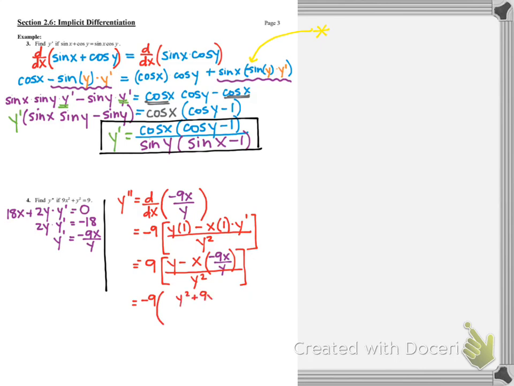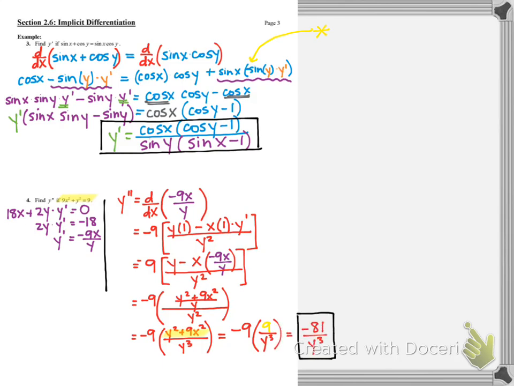So we continue to simplify and simplify again. Notice that I just highlighted that 9x squared plus y squared is equal to 9. Notice that that's in the numerator of our simplified version. So we're going to plug in 9, the highlighted part, and then simplify, and we get 81 over y cubed. That is the second derivative.